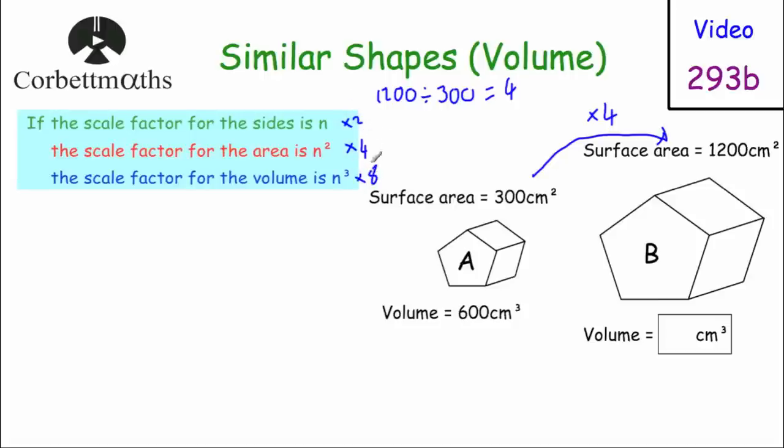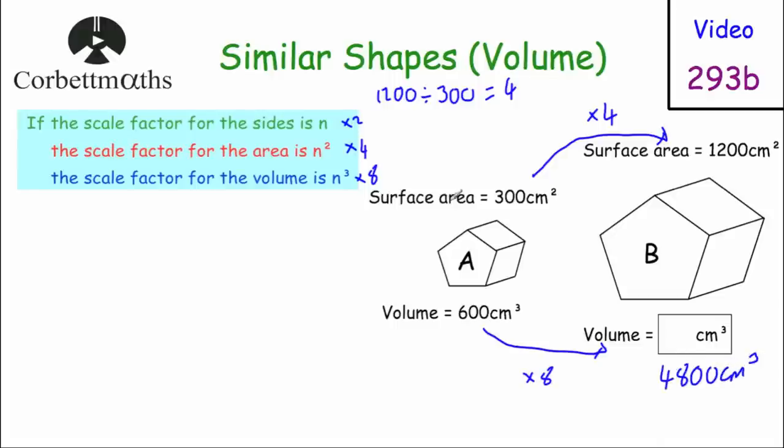So if we know what the scale factor of enlargement is for the areas, in this case 4, we could square root that, which is 2, and we can cube that to find the scale factor of enlargement for the volumes. So we can then find the volume of this larger prism by doing 600 multiplied by 8. And 600 multiplied by 8 is equal to 4,800 centimetres cubed.